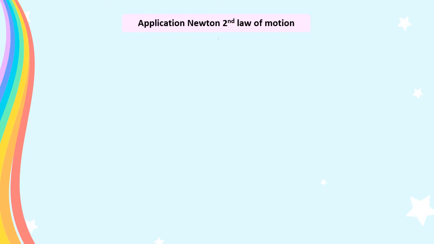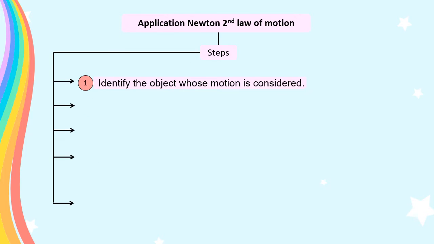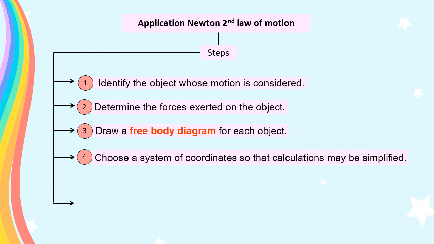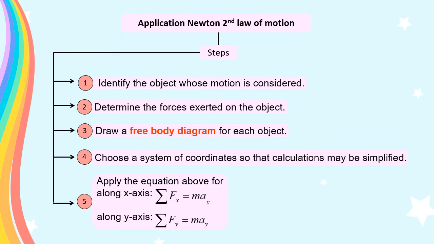There are 5 steps in the application of Newton's second law of motion. The first step is to identify the object whose motion is considered. The second step is to determine the forces exerted on the object. The third step is to draw a free body diagram for each object. The fourth step is to choose a system of coordinates so that calculation may be simplified. And finally, apply the equation above along the x-axis, which is total Fx equal to max, or along the y-axis, total Fy equal to may.